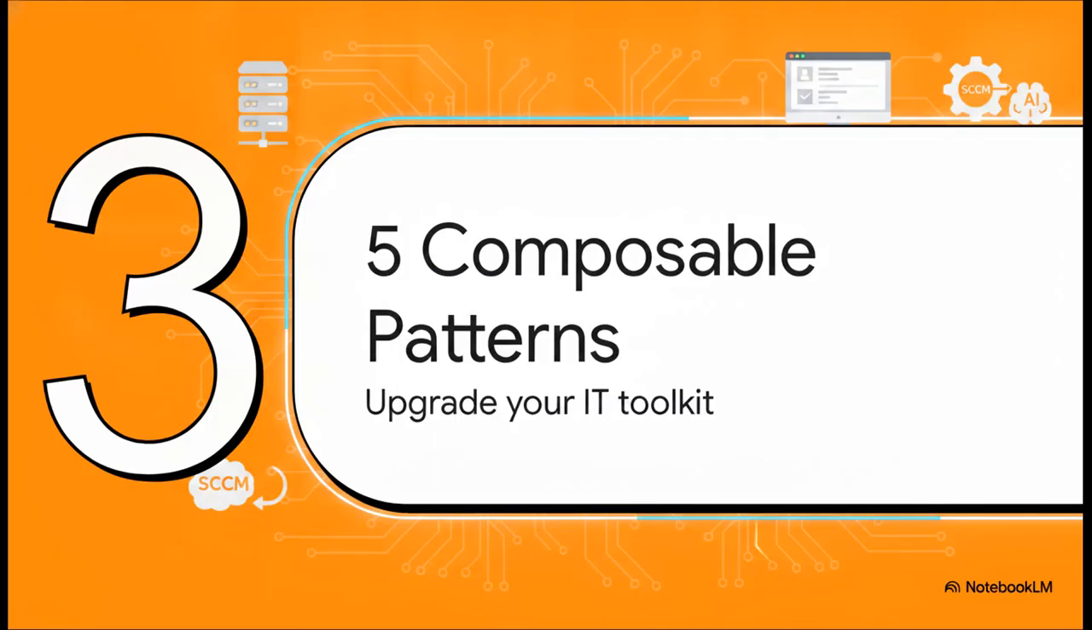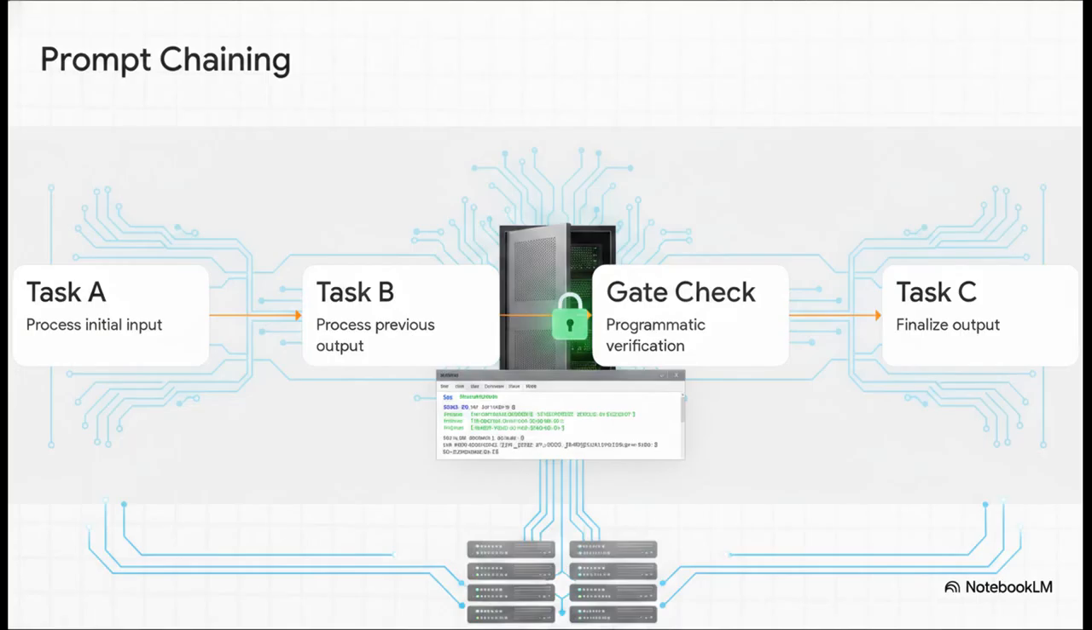Let's look at part 3, the 5 composable patterns. This is where we really upgrade your IT toolkit. So, the crucial point is that you don't just jump straight to autonomous agents for everything. Most of the time, you actually just need structured workflows. Anthropic identifies 5 simple patterns you can use to build these systems, and I want to map these directly to the IT and ITSM concepts you're already super familiar with.